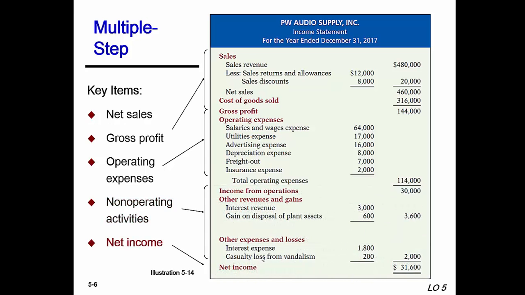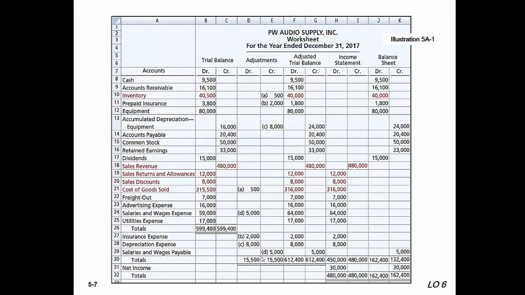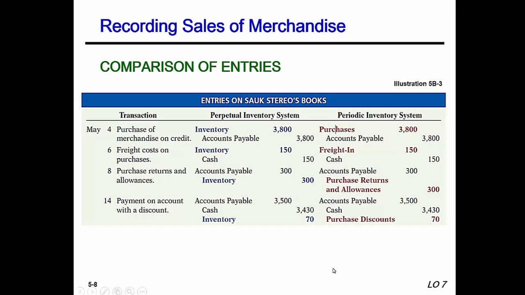So last we arrive at net income. So remember, it's sales minus sales returns, allowances and sales discounts gives me net sales, minus cost of goods sold equals gross profit, minus operating expenses equals income from operations, plus other revenues and gains, minus other expenses and losses equals net income. You can see the net income amount for a company, not that company, here on the company's worksheet.